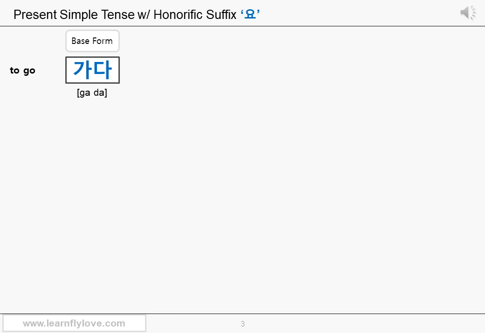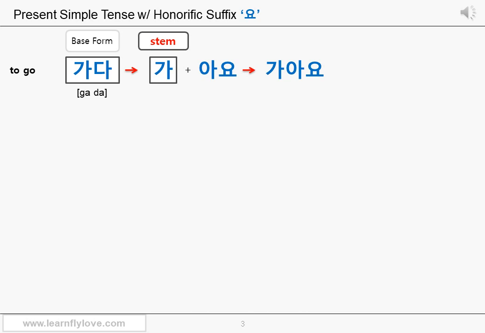The base form of the verb to go in Korean is 가다. What is the stem? Yes, the stem is ka. What is the last letter of the stem? Don't show me the big question mark on your face. There is only one letter in the stem, ka. So ka is the last and the first letter of the stem, and it has a vowel. Thus, you add ayo. So it's supposed to be ka ayo.